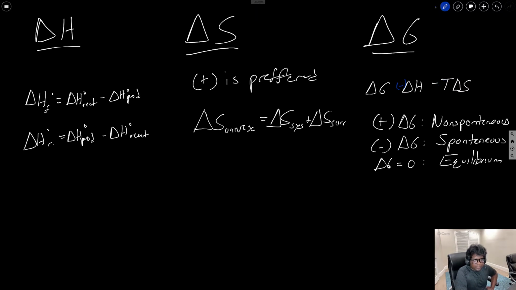Yeah, you're right. I was thinking negative, positive. So that means it will be spontaneous at every temperature because the delta H will be preferred. So what about if they're both positive?